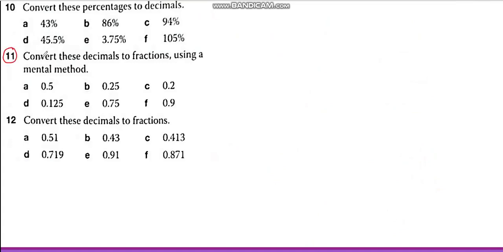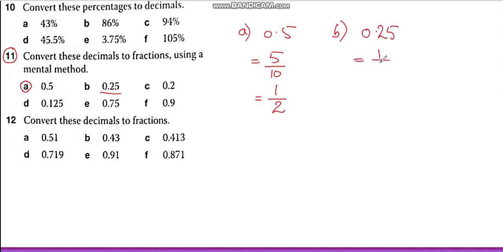In question number 11, it says convert these decimals to fractions using the mental method. So if we read this A part here, it's 0 and 5/10, meaning simply we can write 0.5 as the fraction 5/10. And also we can convert it into simplest form, like it will be 1/2. Similarly, this is 0.25, or in other words, it's 0 and 25 hundredths. So 25 hundredths is equivalent to 1/4. So we can write 0.25 as 1/4. Then it is 2/10, and in simplest form, 2/10 can be written as 1/5.